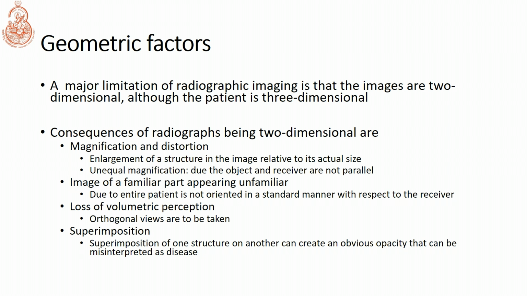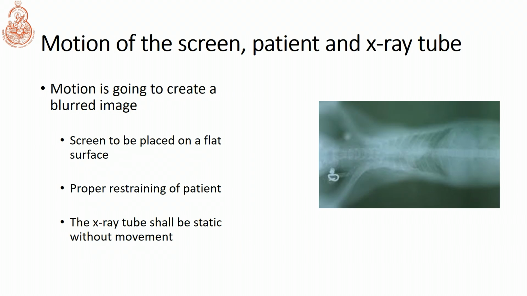Superimposition is nothing but when one structure is superimposed on another, which can create an obvious opacity that can be misinterpreted as disease. There are different organs in a single plane while the x-rays are passing, and these organs can superimpose each other and we may misinterpret it to be some kind of abnormality. So these are the geometric factors which can affect the details of a radiograph.